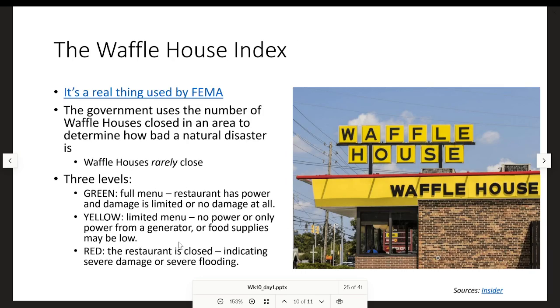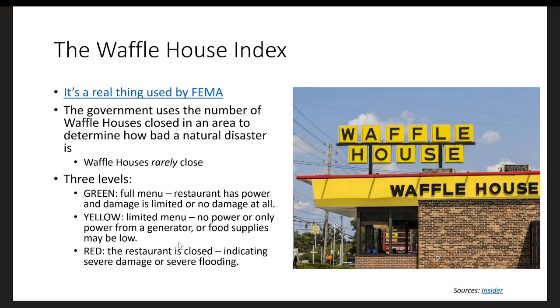The Waffle House Index. I love Waffle House. I don't know anybody who doesn't love Waffle House. That's currently my friend here in Oklahoma, which is really sad because I spent many a great hour in the Waffle House. And the Waffle House Index is a real thing used by FEMA. There's a permalink to prove it.